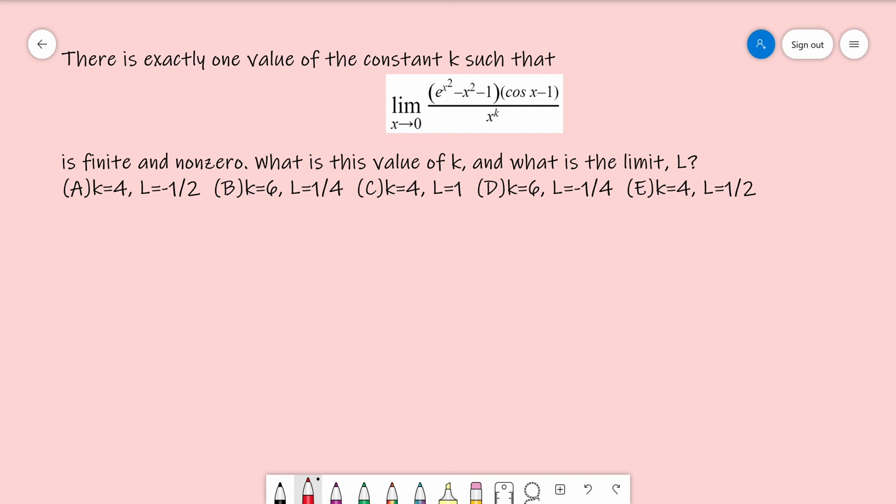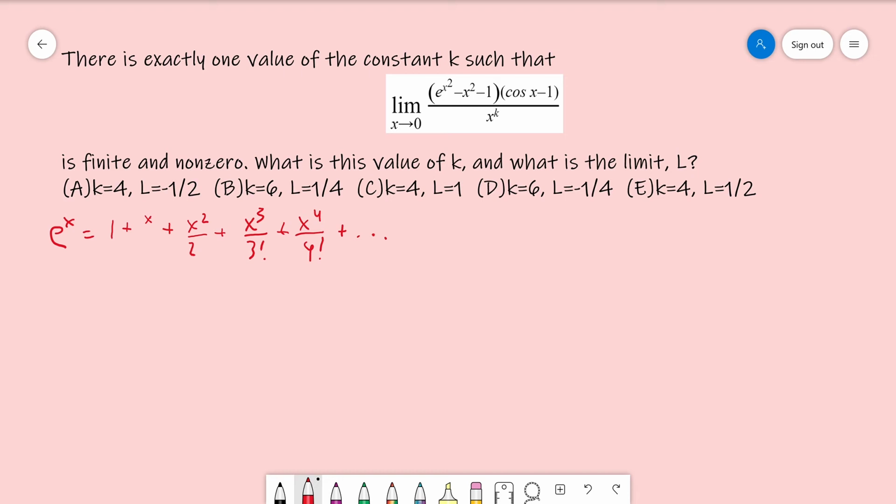Remember that the expansion of e to the x is the sum. Let's just write it out, it's easier that way. It's 1 plus x plus x squared over 2 factorial plus x cubed over 3 factorial plus x to the 4th over 4 factorial, etc.